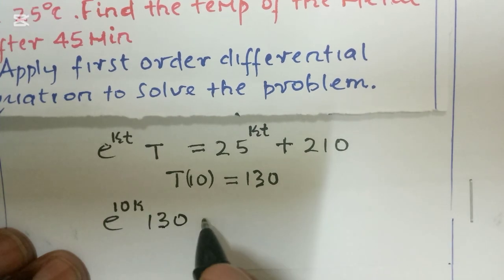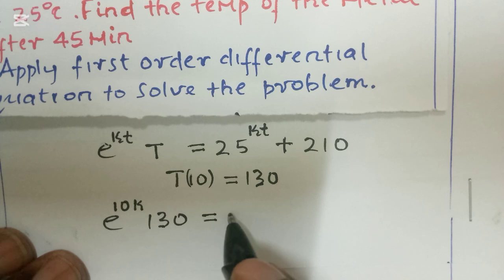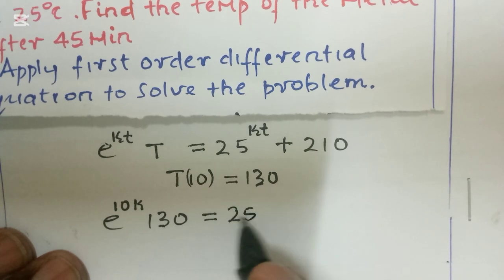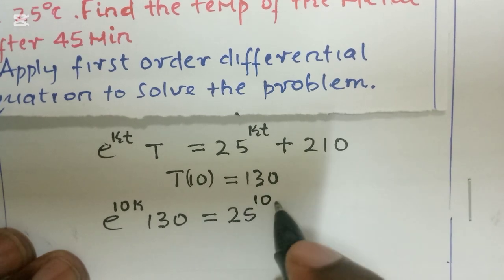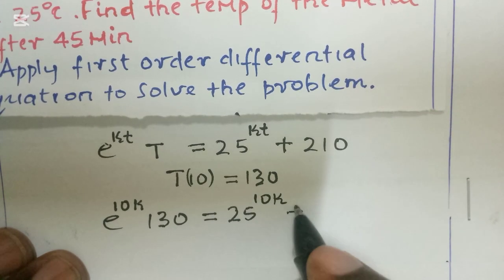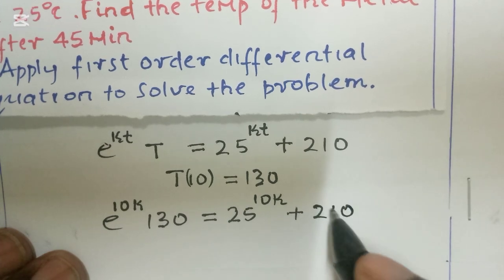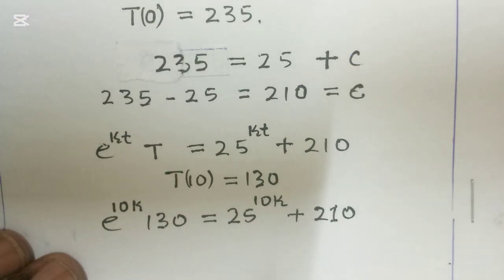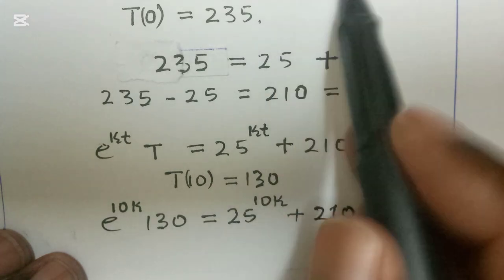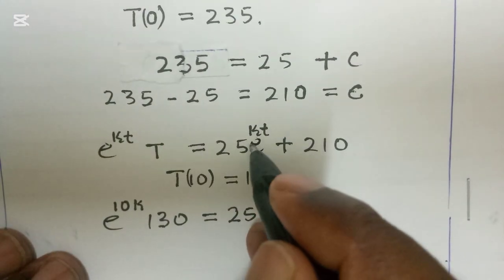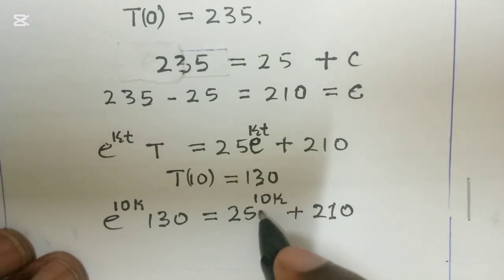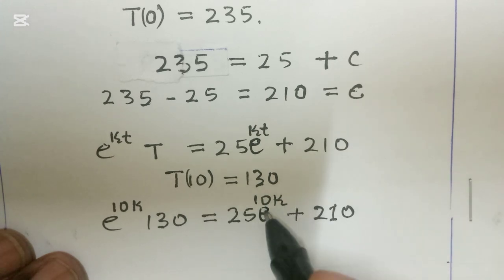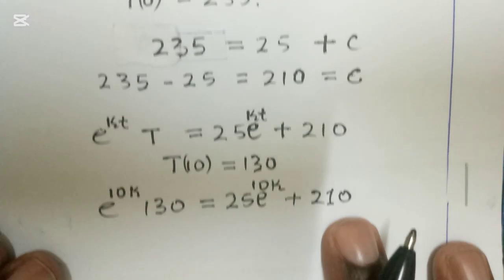Like that. This is now equal to 25e^(kt). So this one is 10k plus 210, like that. Guys, we forgot that here there was e. What is raised to kt is actually e. So remember, here we have the e, and e is the one raised to 10k. So guys, sorry for that mistake.